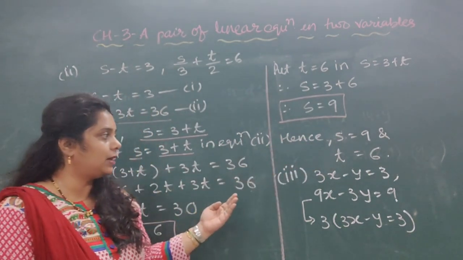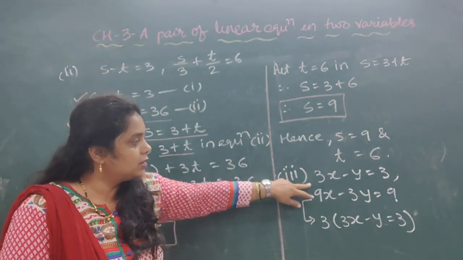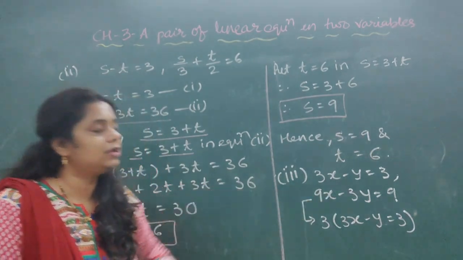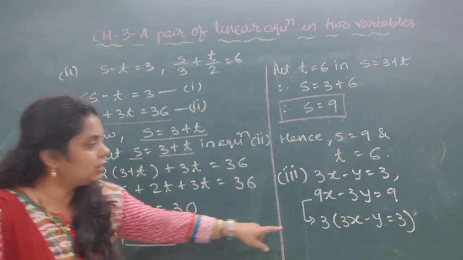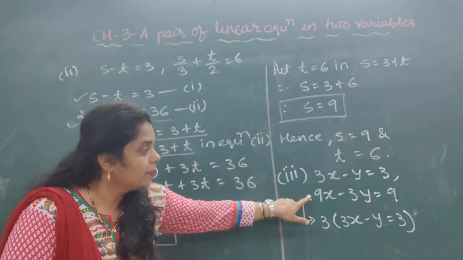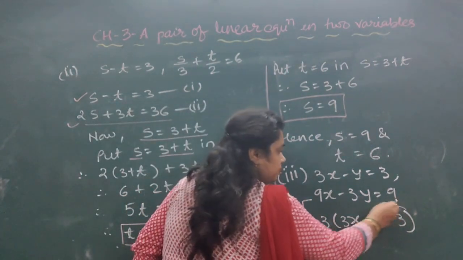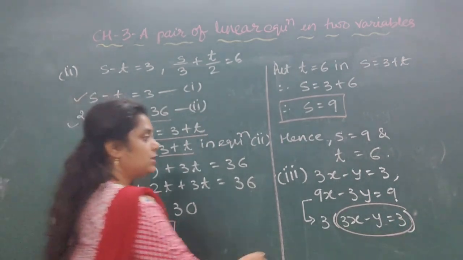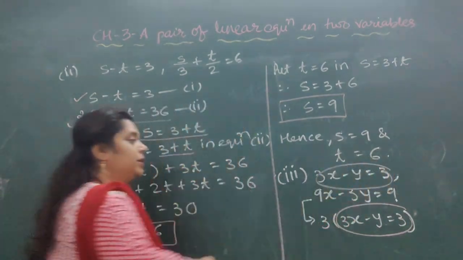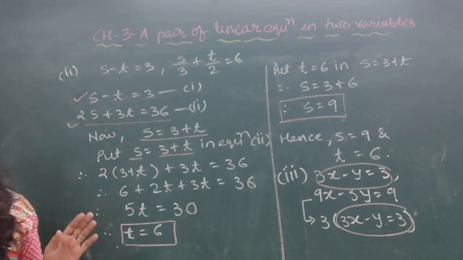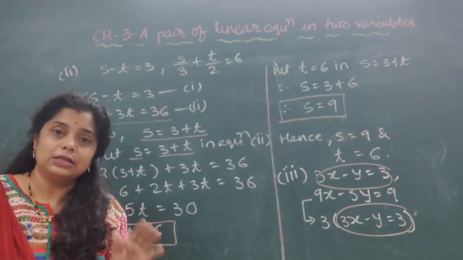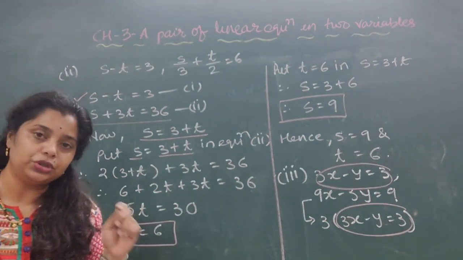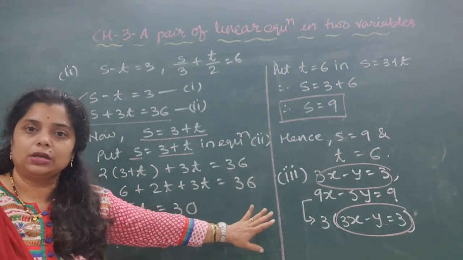Now move to the third example, third sum. In this the pair is given: 3x minus y is equal to 3 and 9x minus 3y is equal to 9. If you take 3 as common from the second one, the equation you get is 3x minus y is equal to 3, which is similar to the first one. It means equations 1 and 2 are both the same, and therefore in this case we get infinitely many solutions. Okay, so this is the third.